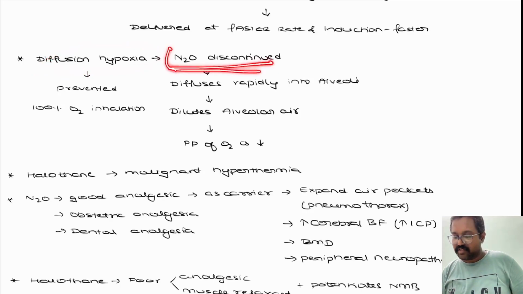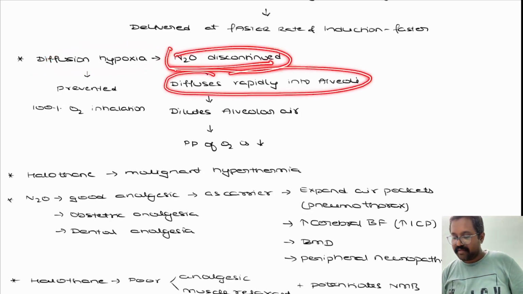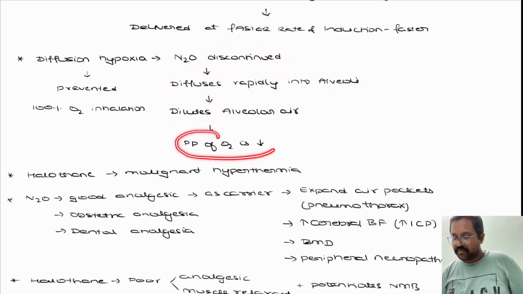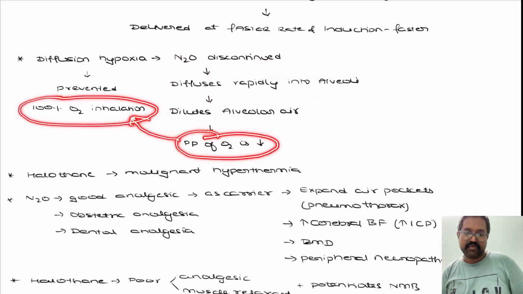So what is diffusion hypoxia? Diffusion hypoxia is seen with nitrous oxide. Whenever the nitrous oxide is discontinued, it diffuses rapidly into the alveoli. It dilutes the alveolar air, so the partial pressure of oxygen is going to reduce. This can be prevented by administering 100% oxygen inhalation just before the stoppage of the nitrous oxide.